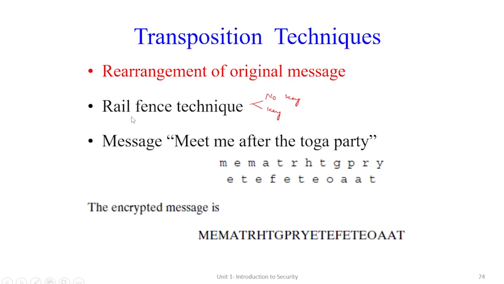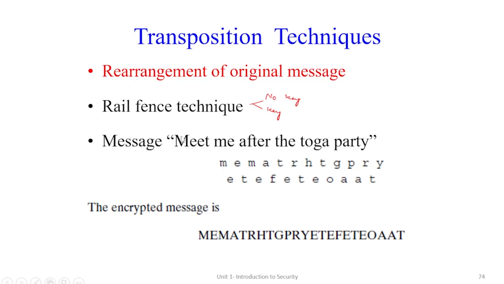The best example for the transposition technique is the rail fence technique. This technique can be implemented with a key value or without a key value. Here I am taking an example of plain text. The given plain text is "meet me after the toga party". I want to write these letters in a zigzag arrangement.